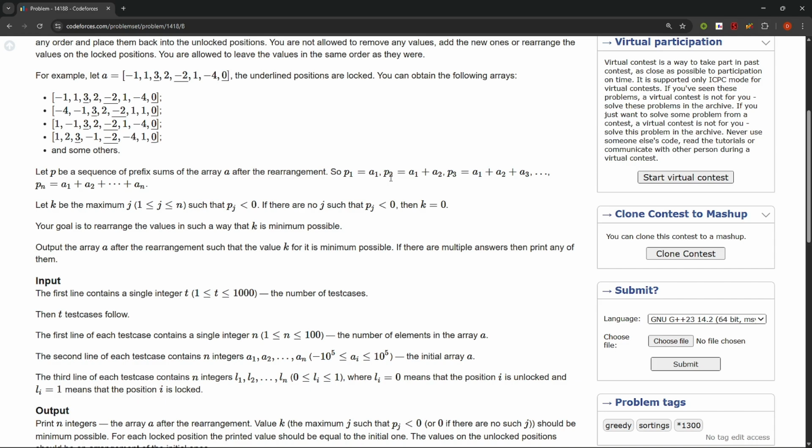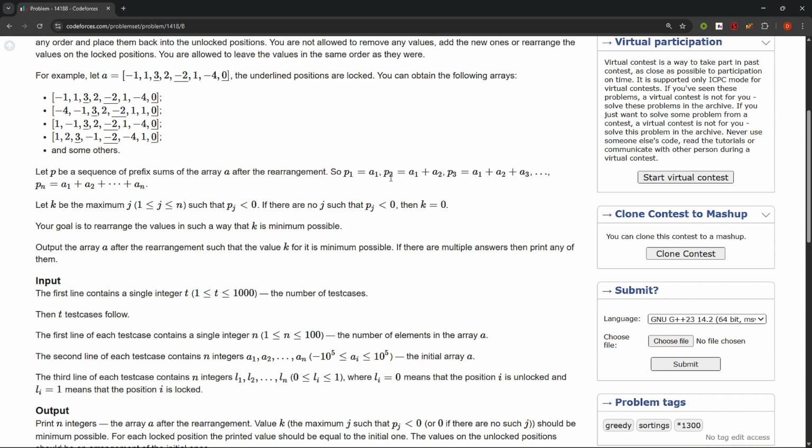What I need to do, let p be the sequence of prefix sums of the array after the rearrangement. So p1 equal to a1, p2 equal to a1 plus a2, p3 equal to a1 plus a2 plus a3, pn equal to a1 plus a2 plus so on till an. That seems fine. It's the normal prefix sum. And let k be the maximum j such that pj is less than 0.